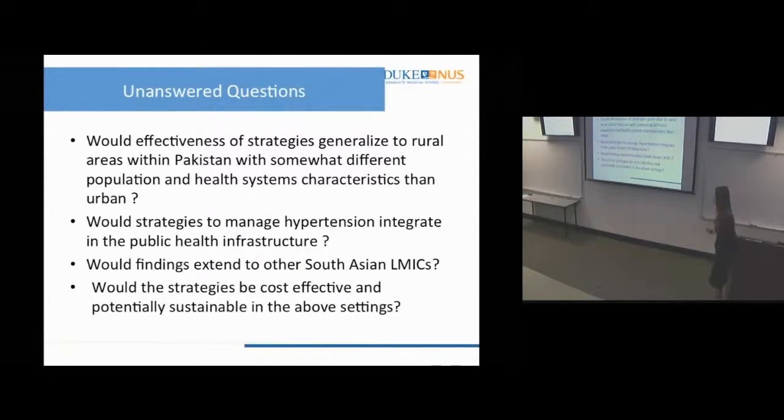Would these findings extend to other South Asian low middle income countries? We think that they would, but would they really, right? Would the strategies be cost-effective and potentially sustainable in the above settings, i.e. in the rural areas in Pakistan and in other rural South Asian low middle income settings, right? So these were unanswered questions.